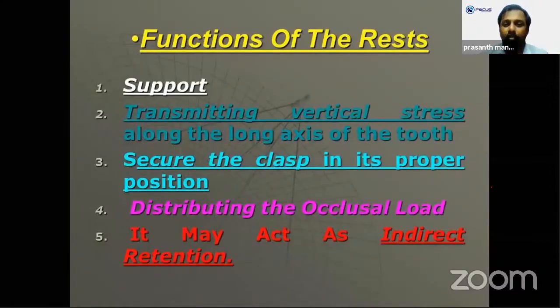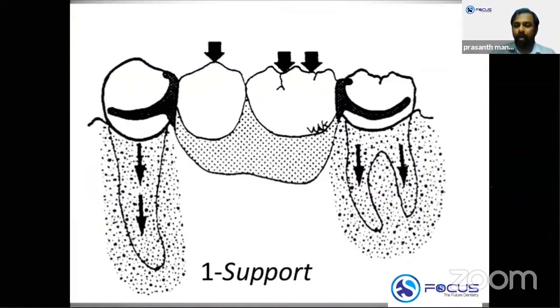Now, what are the functions of rest? I have told you the primary function: it is support. Second, transmitting the stress along the long axis of the teeth. Third, secure the clasp assembly in its position. The rest seat will secure the total removable partial denture assembly in its position. Fourth, distribution of the occlusal load, and it can act as indirect retention. I have told you auxiliary rests will act as indirect retainers. Clear? So the primary function is to provide support.